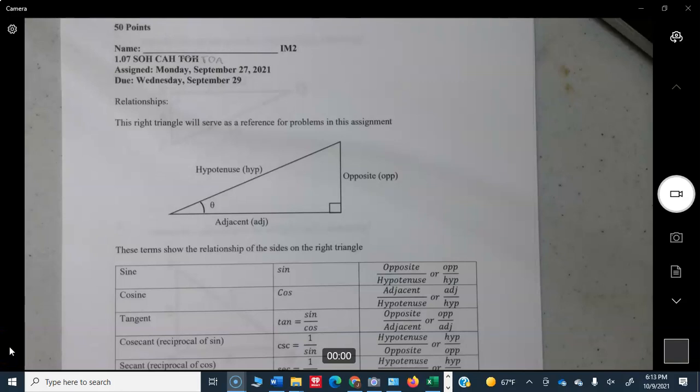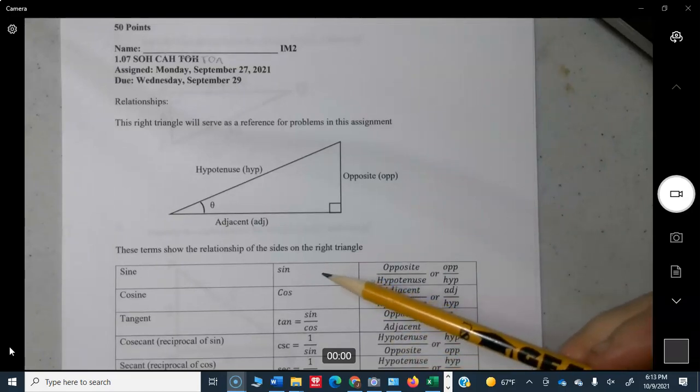All right, Integrated Math 3. This is assignment 1.07. It's called SOHCAHTOA. We'll explain what that means. And what we are going to move into now is a side of math called trigonometry.